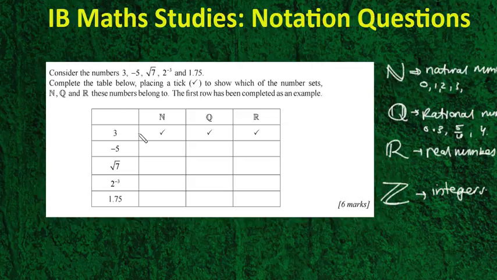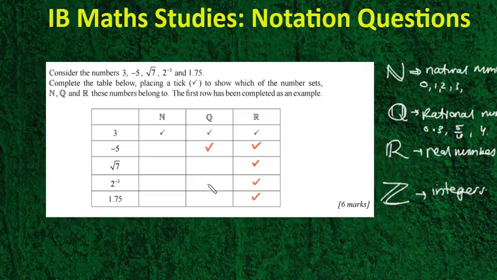So they've done the 3 there for us. It is a counting number, it is a rational number, and of course it's a real number. All of these you can see here, they all sit on our number line. They're all real numbers, so we can actually tick our real numbers there. Now, in terms of them being rational, well, -5 is a rational number because it can be -5/1. We've got √7, that is not a rational number. That's irrational because we can't put it as a fraction.